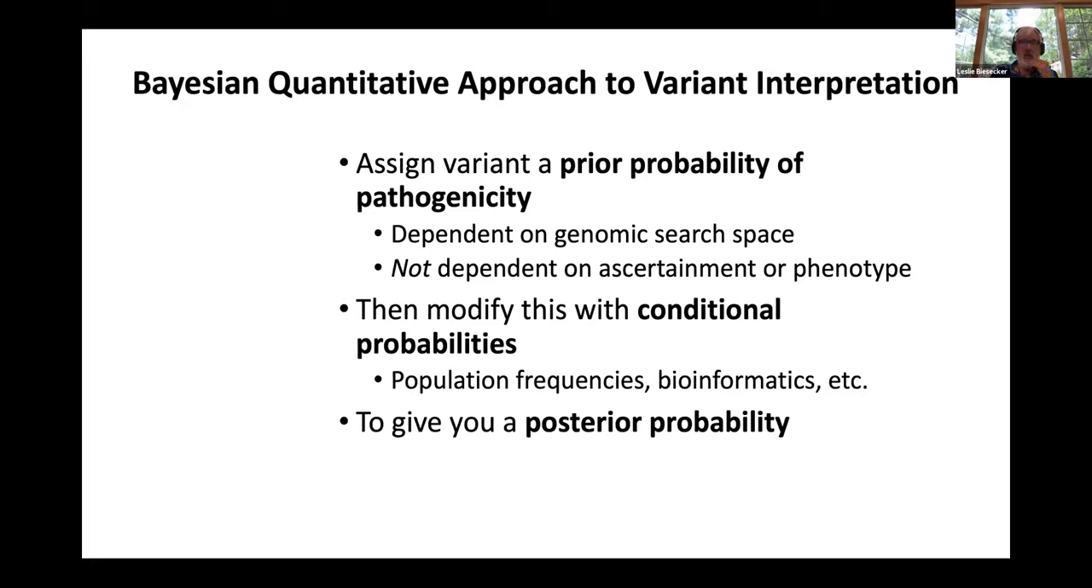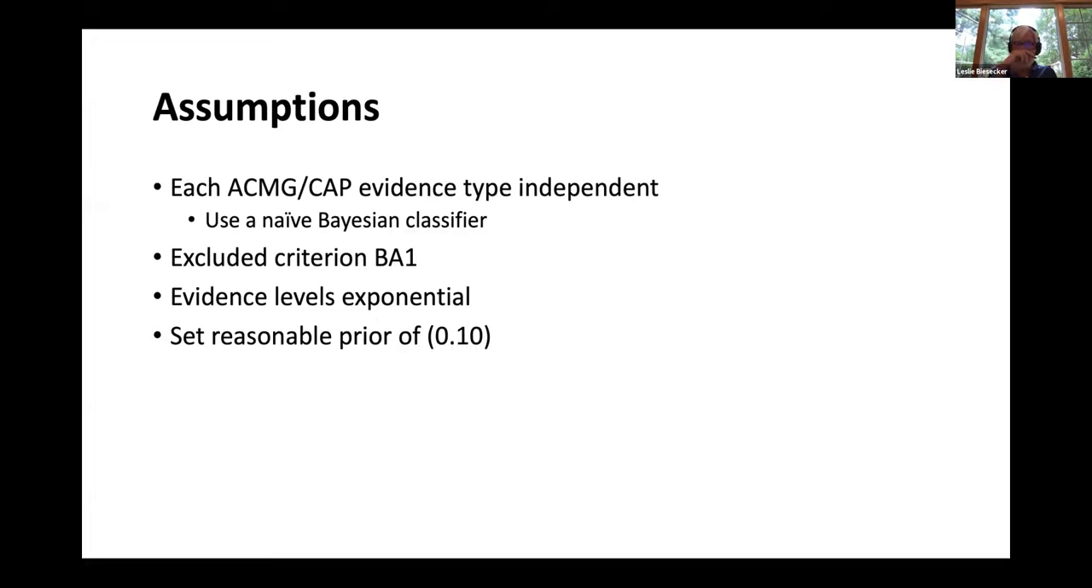We then modify that prior probability with conditional probabilities, think like population frequency, the bioinformatics score, functional data, whatever. And we use math to get a posterior probability in a quantitative sense from that. And again, this is exactly the same as what Jenny did with the M&Ms. So our assumption is that each of the different types of evidence in Richards et al. are independent, which means that mathematically we can use the math that's called naive Bayesian classifiers, which we don't need to get into the details of the other Bayesian classifiers. This is the simple one. We excluded the criterion BA1, which is the so-called standalone frequency criterion, because it's a rule-out criterion. And if you meet BA1, the variant is benign no matter what else is true, which is problematic on some levels, but practically useful.